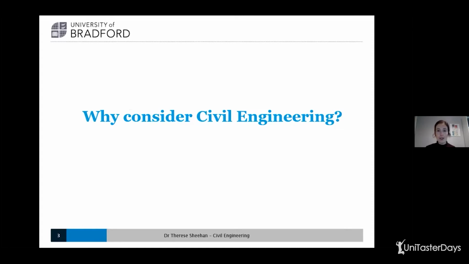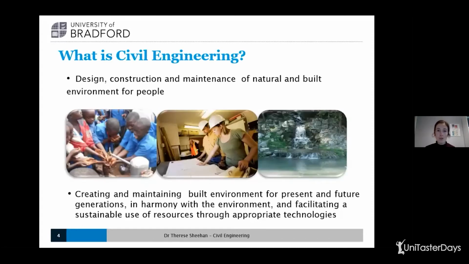So why consider civil engineering? Well, the first question to address really is, what is civil engineering? Civil engineering is one of the oldest types of engineering, with the term civil being designated originally to differentiate between that and military engineering. Civil engineering is the design, construction and maintenance of both the natural and the built environment for people. And you might ask what I mean by the built environment. Built environment really refers to all the different types of structures that we see around us in the world. These could be buildings, bridges, dams, transportation infrastructure, etc.